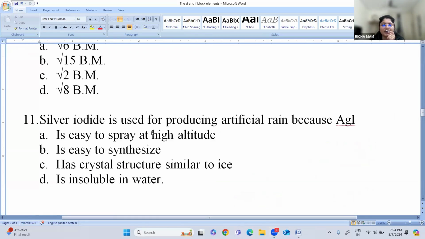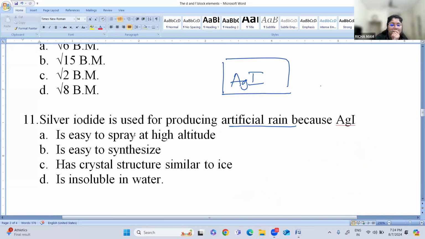Silver iodide is used for producing artificial rain because AgI. So in creating artificial rain, silver iodide is used. Why? What is the reason why AgI is used for producing artificial rain? The answer is: because it has a crystal structure similar to ice. Option number C. Remember that silver iodide has a crystal structure like ice. Because of that, it is used in the production of artificial rain.